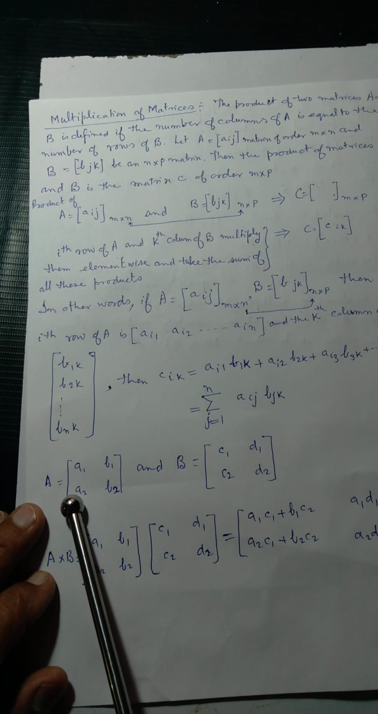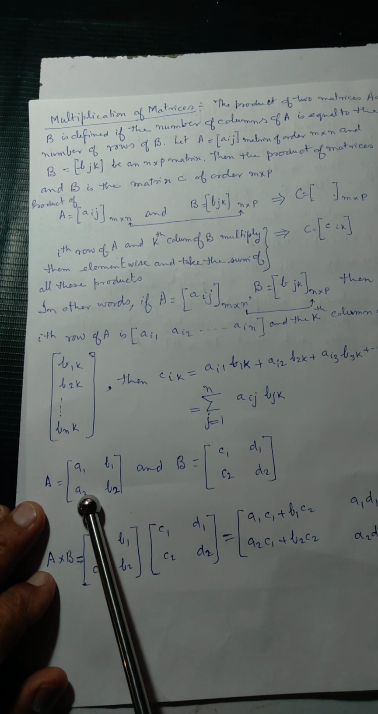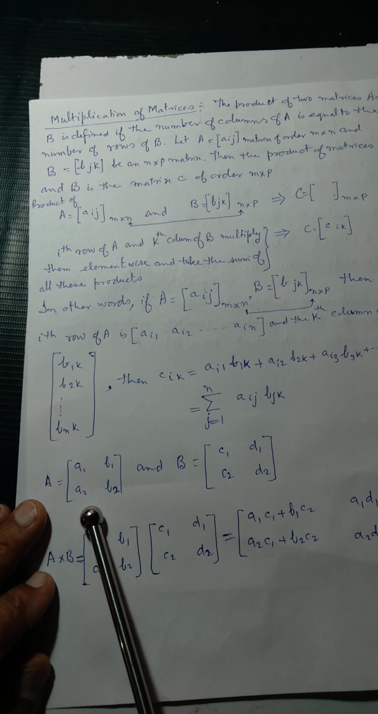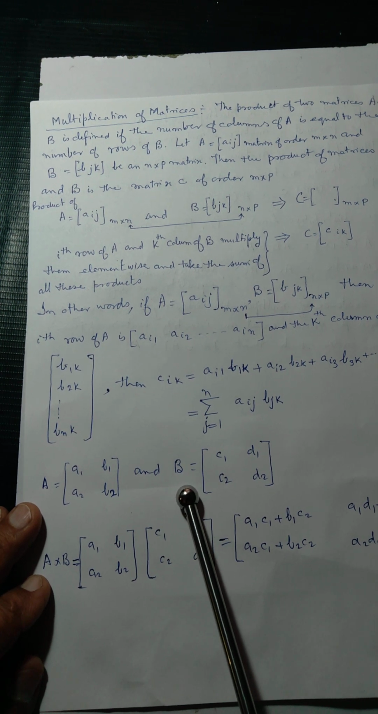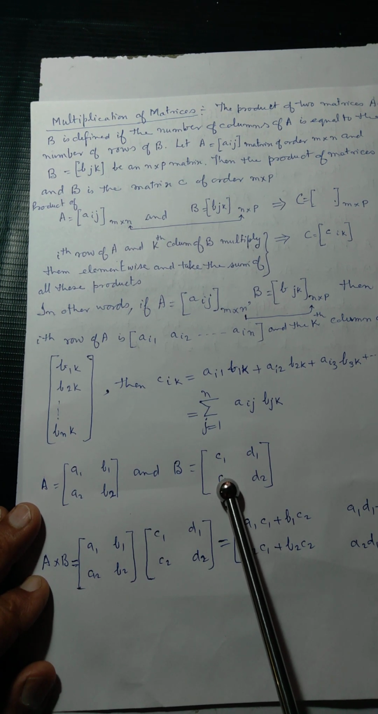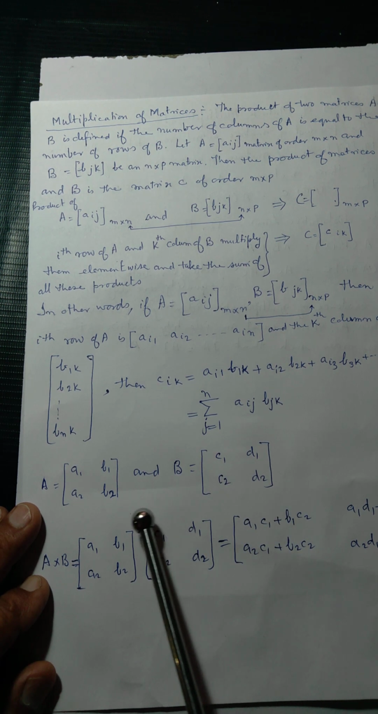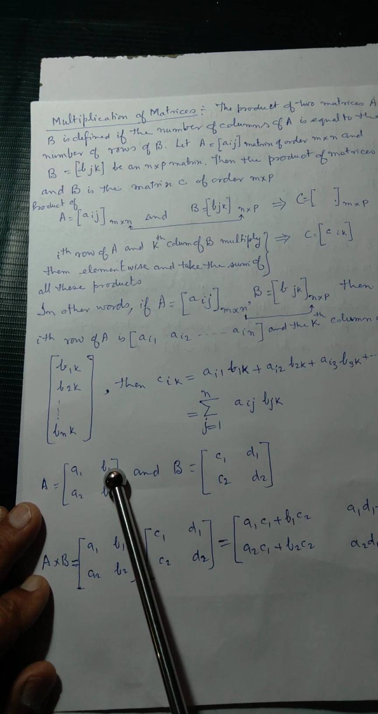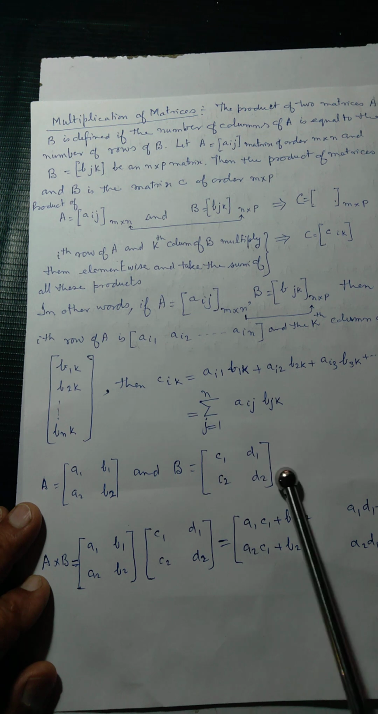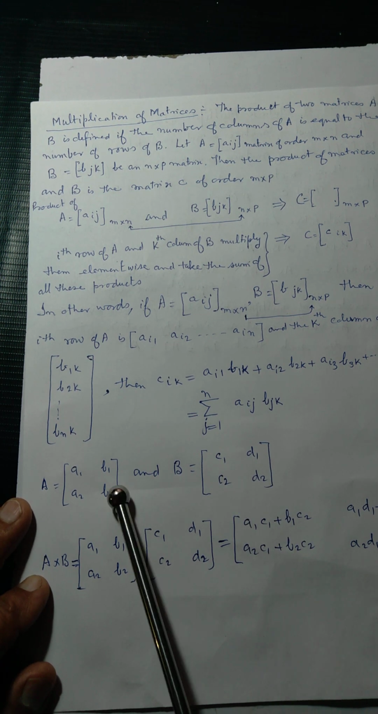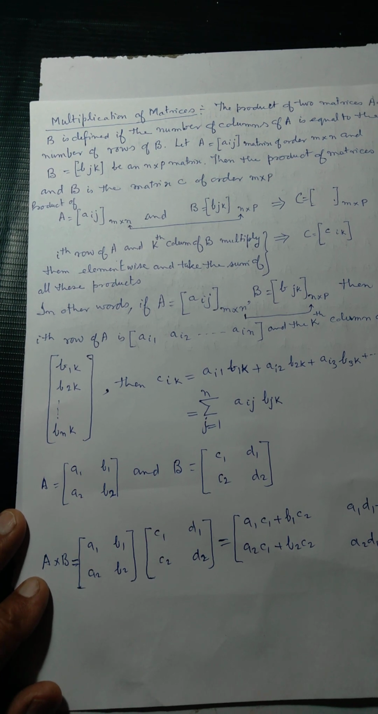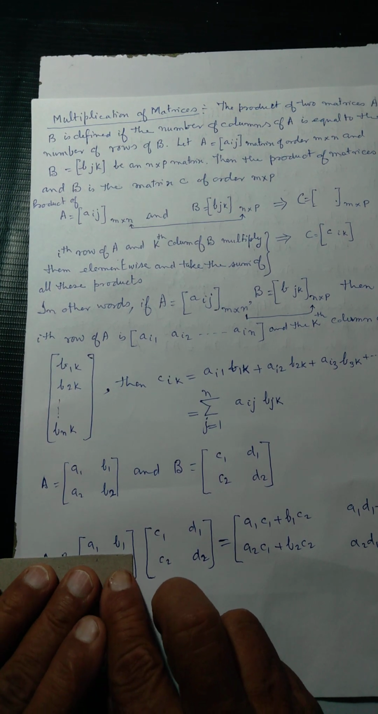Now you see, there is a matrix A whose elements are A1, B1, A2, B2, and there is another matrix B whose elements are C1, D1, C2, D2. Here the order is 2 into 2, and here the order is 2 into 2. Means the number of columns and number of rows are the same. Therefore, these can be multiplied. These are well defined for multiplication. So A into B can be represented this way also.